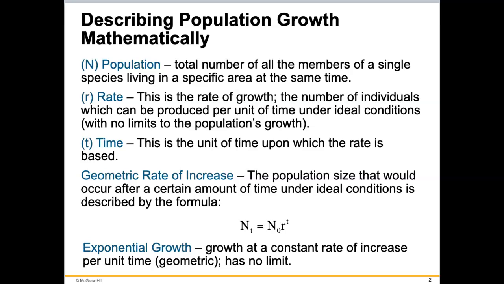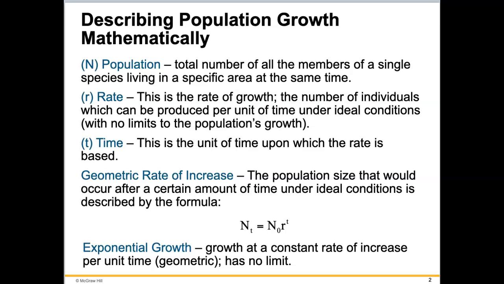The rate is how fast organisms can reproduce themselves, the rate at which you can double your population, and how long that actually takes. So you think about humans: we can have babies about once a year, maybe a little faster than that, and normally humans have a single offspring at a time. So the rate would be one individual per unit of time, one per year.